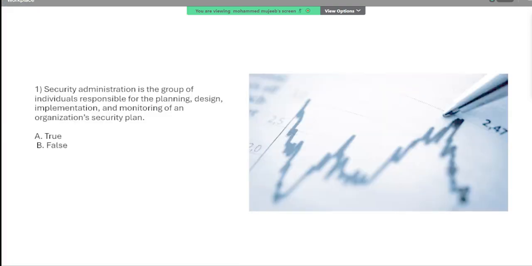Let's do the Q&A for our last class. I'm pretty sure you all were in the last class, so let's discuss the Q&A for the last one. Security administration is the group of individuals responsible for planning, designing, implementing, and monitoring of an organization's security plan. True or false? True. Everybody's agreed. That is correct. It's true. Let's go to the next one.